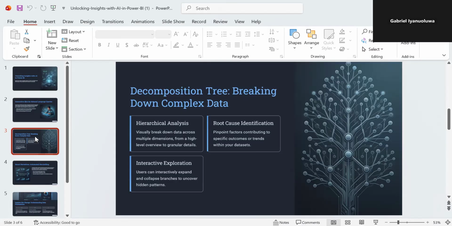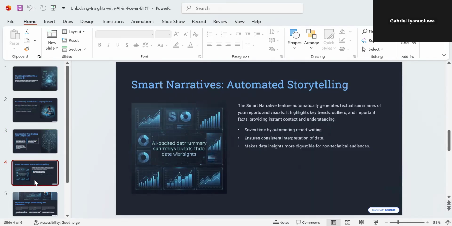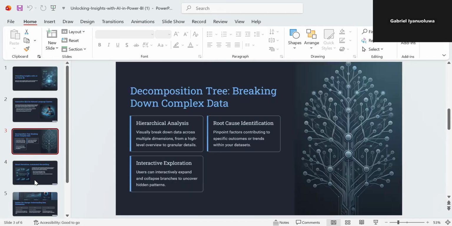And also, users can interactively expand their branches to uncover hidden patterns. So that is the whole summary of the decomposition tree in Power BI. It is the second aspect of AI integrated by Microsoft in Power BI. And it's time we get to know how to work with smart narrative, which is automated storytelling. It helps you to interpret your data very well. But before we dive into that, I'll be helping you to know this decomposition tree, its tendency and its importance, and how to work with them in Power BI.